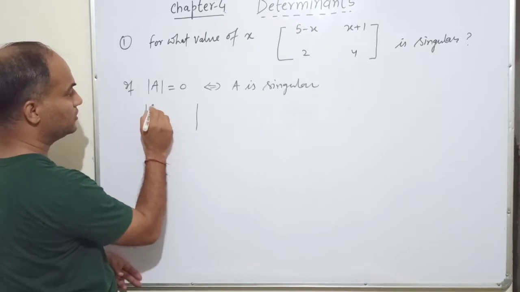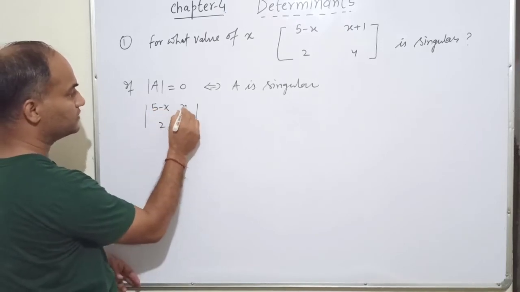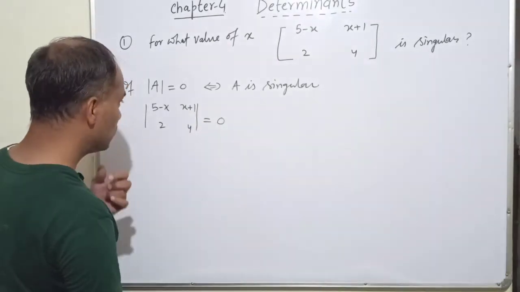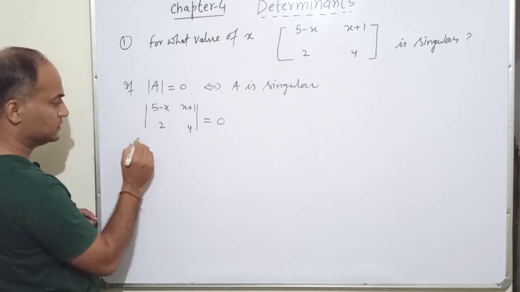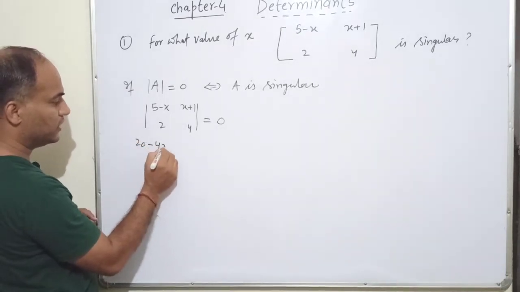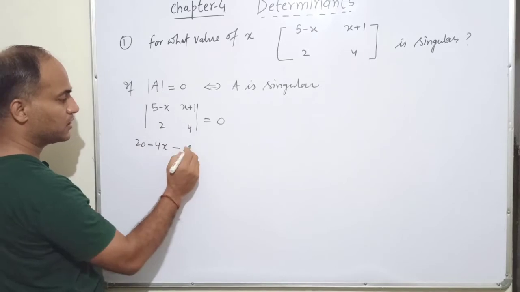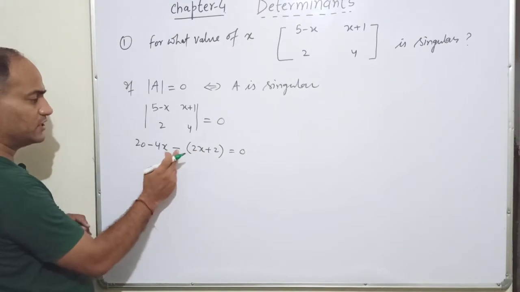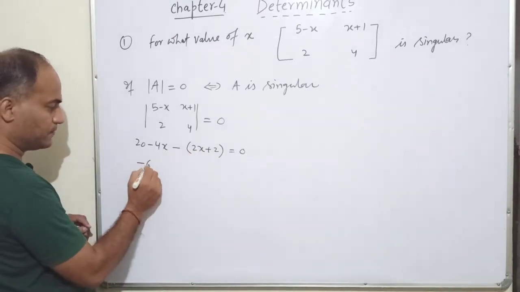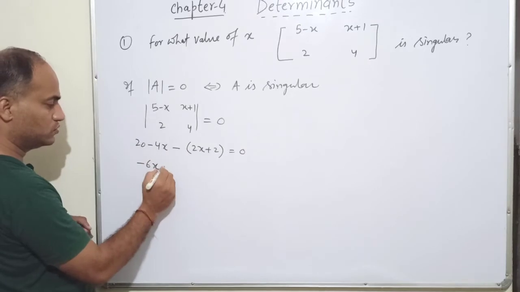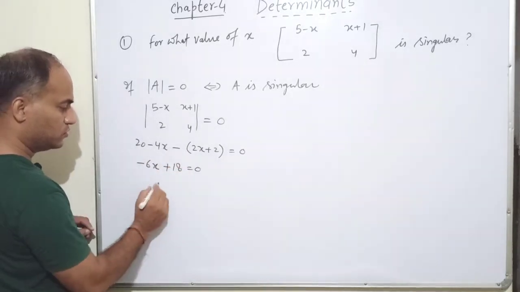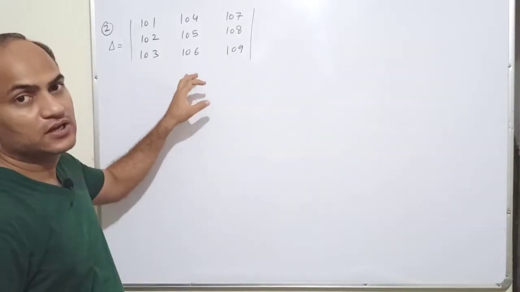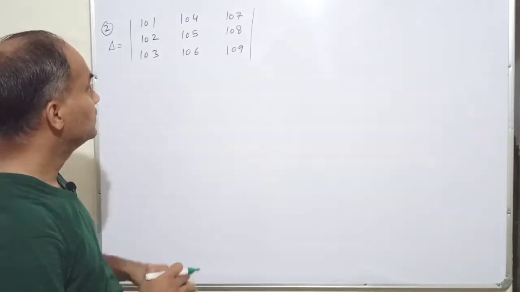It means the determinant of this, 5 minus x, 2, x plus 1 and 4, is equal to 0. On simplification, we get 20 minus 4x minus this into this, so this becomes 2x plus 2. On solving, we get minus 4x and minus 2x, this is minus 2. So here we get x is equal to 3, and we have to find the value of this determinant. How can we do it? What are the ways? I'll discuss all that.